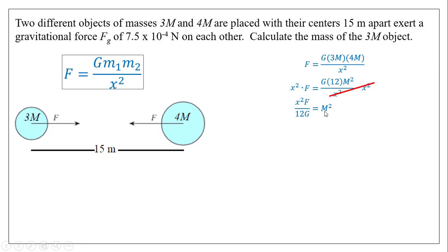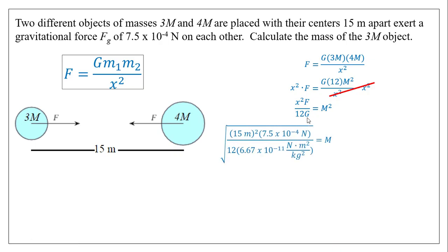So now I have M squared is equal to x squared times F divided by 12 times G. I just wrote the 12 out in the front here. If you want, you can keep G in the front and 12 behind. I just like my coefficient in the front. All right, here, if you read the problem with me, x is given as 15, force is given as 7.5 times 10 to the negative 4 newtons. G, we already know. So everything is already given.